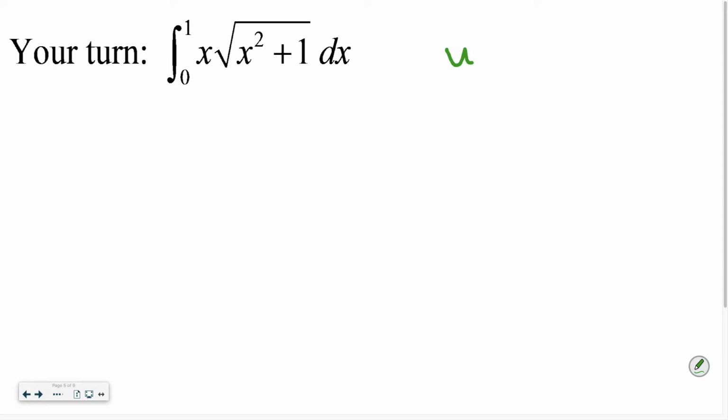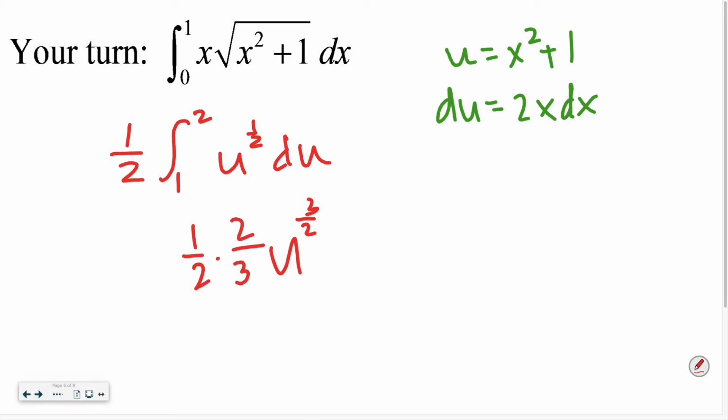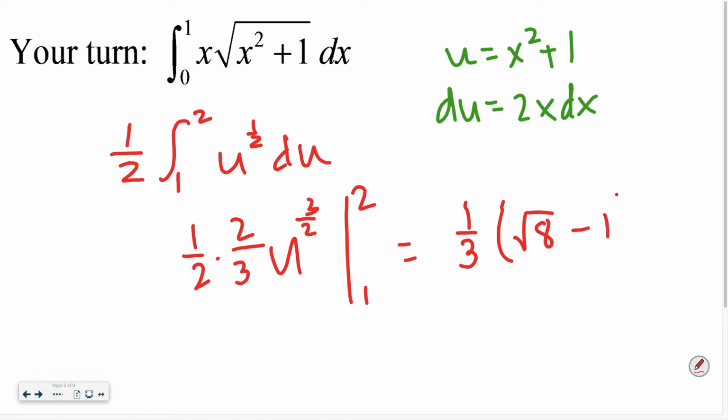Braden, what did you let u equal? x squared plus 1. So then du is 2x dx. Okay? So no matter which method you went with, you would need 1/2 integral of u to the 1/2 du. Is that correct? Okay. If you change your limits of integration, they should be 1 to 2? So we have 1/2 times u to the 3/2. Okay, so there would be the exact version, right? Approximated, what was that? 0.609? Okay.